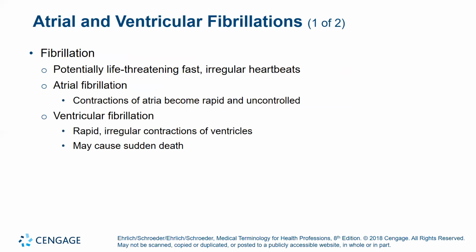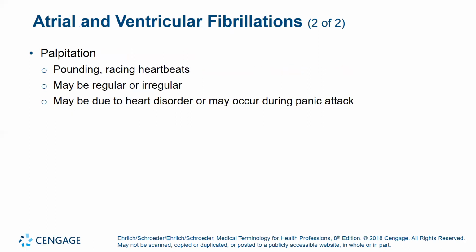We have fibrillation. This is potentially life-threatening, fast, irregular heartbeats. In atrial fibrillation, the contractions of the atria become rapid and uncontrolled. Next is ventricular fibrillation, also known as VFib, rapid irregular contractions of the ventricles, and this may cause sudden death. We have palpitation: pounding, racing heartbeats, which may be due to a heart disorder or may occur during panic attacks.